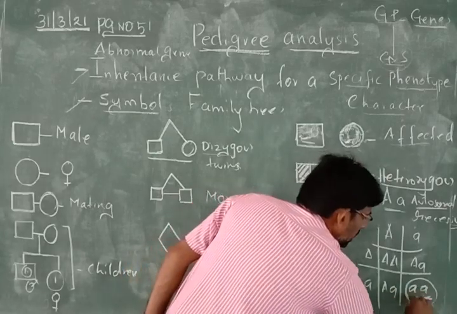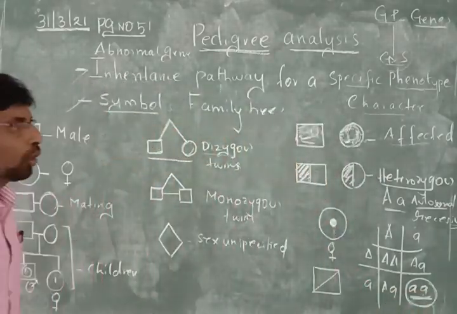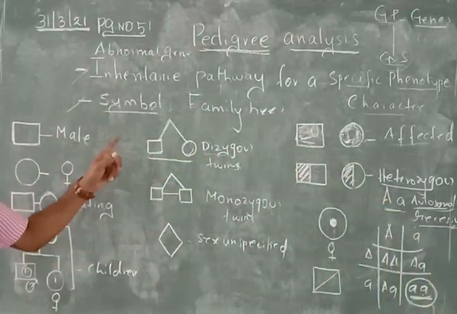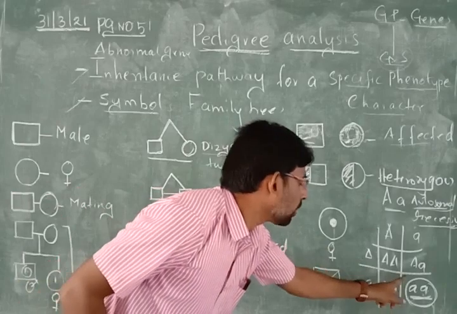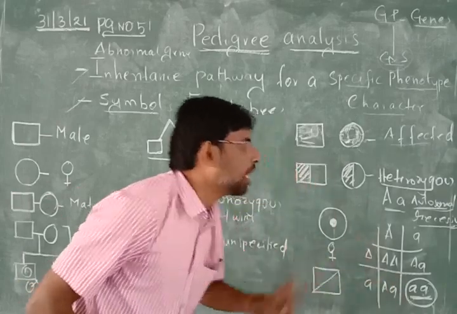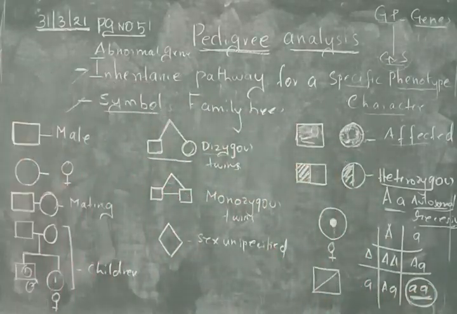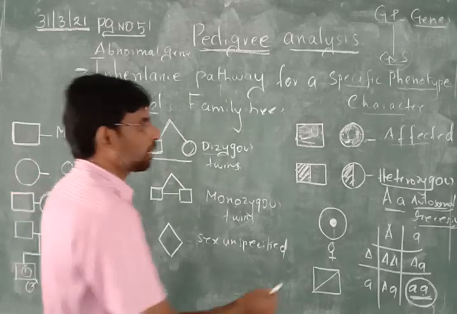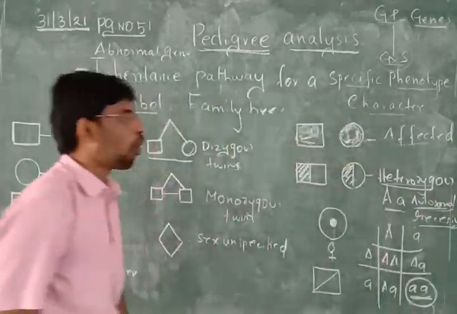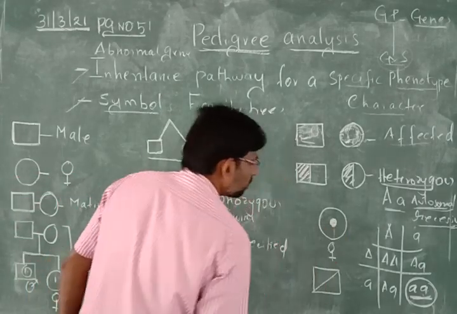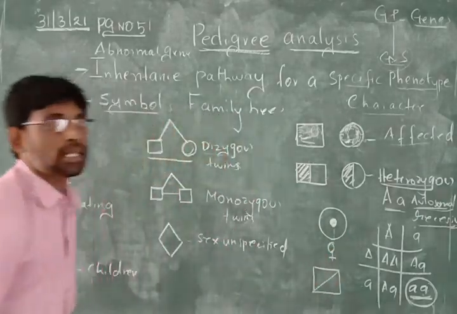If this condition is expressed, that is called heterozygous autosomal recessive characters. If you find this kind of character, where both recessive alleles are there, definitely they are going to be the carriers of that disease. So they are going to spread this disease from one generation to another generation. That is what it means, heterozygous for autosomal recessive. Clear?